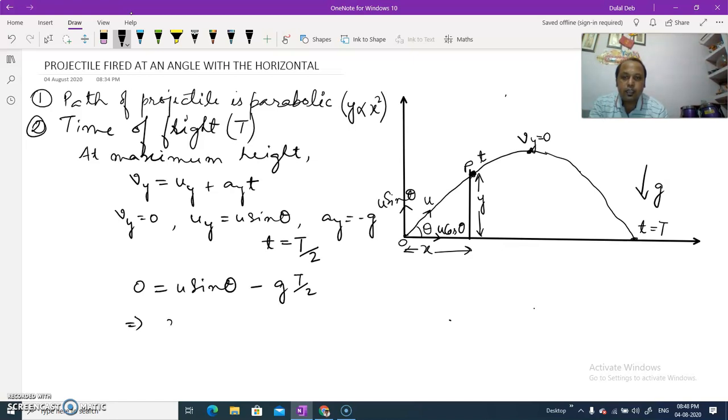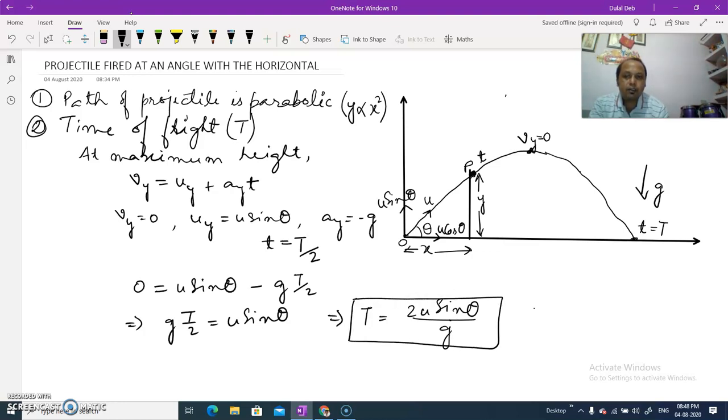So from this relation, g into T by 2 can be taken to the other side, which will be equal to U sin theta. So from this, finally we can write the value of T, which is 2U sin theta upon g. The time taken for the projectile when it is thrown to the point when it reaches again on the surface, the total time taken is T equal to 2U sin theta upon g. So I hope this is clear to you.